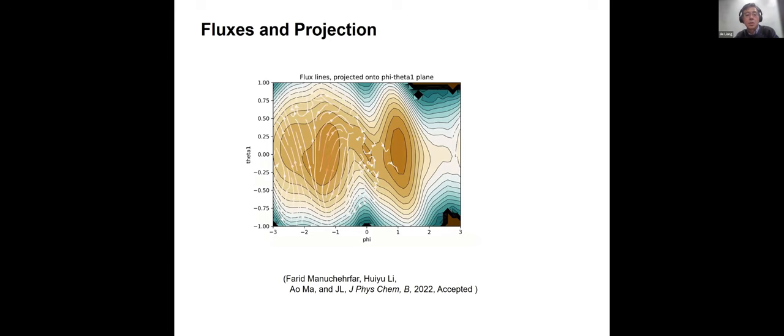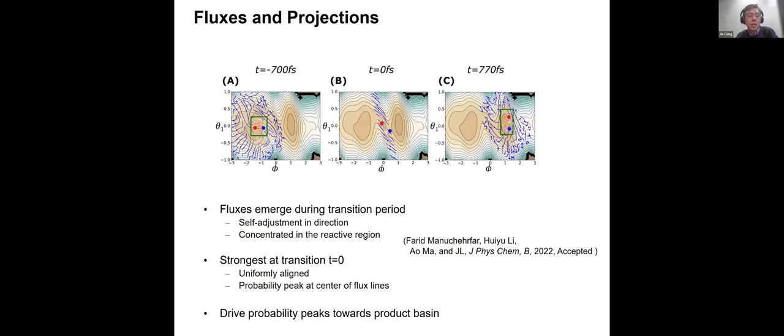As you can see, at the beginning you have some fluxes in the reactant basin. As we proceed, you can see there's more flux going on. And then that's where the transition happens, everything lines up nicely and goes through the barrier. And then you are back in the product basin. So this is basically the picture we find in these cases. And you can clearly see how fluxes emerge during the transition period. It is self-adjusting in terms of the directions, and the fluxes are concentrated in these reactive regions. It is the strongest at the transition times, and they are uniformly aligned at that time. And the probability peaks at that time at the center of the flux lines. And this really drives the probability peak towards the product basin. And as you can see, clearly, it's not a diffusion-controlled process.